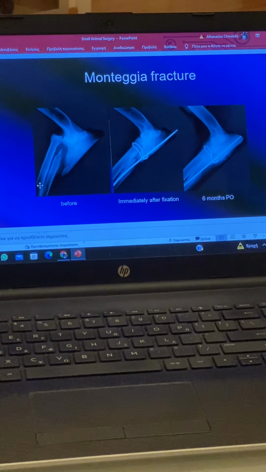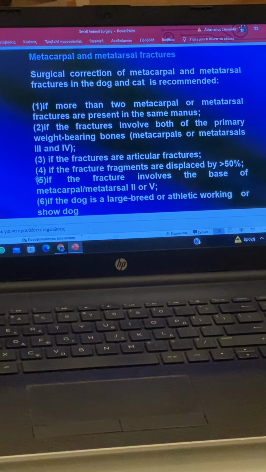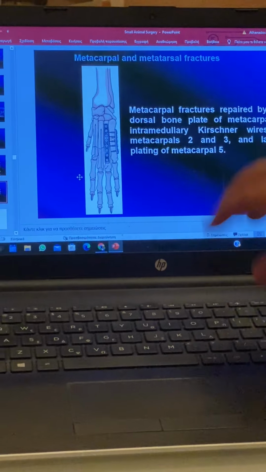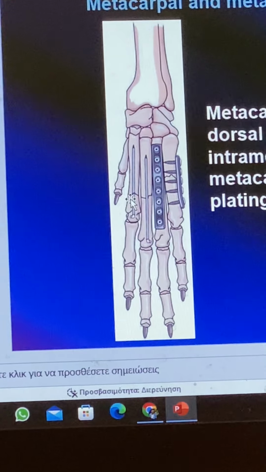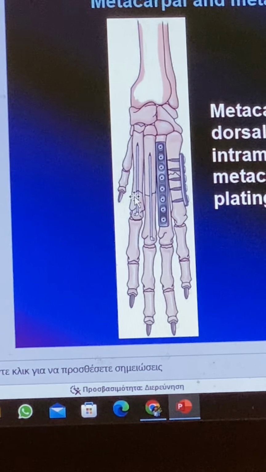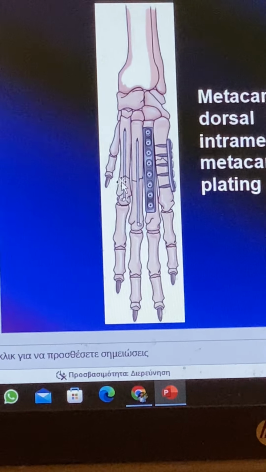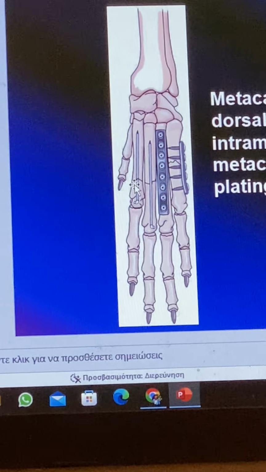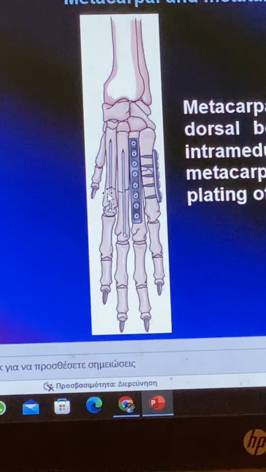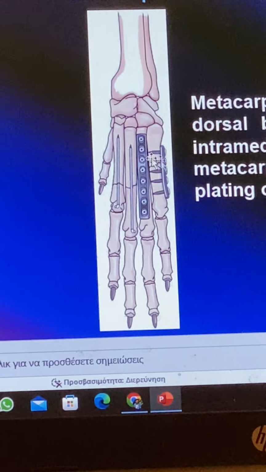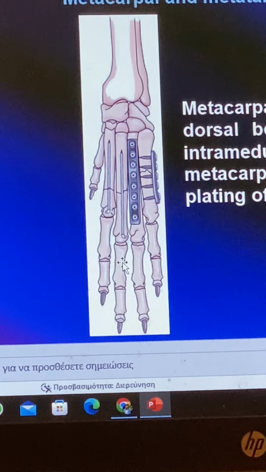Okay. Moving on to metacarpal and metatarsal fractures, they're small. So this is the metacarpal in this case. Looks like a hand to me. We only recommend surgery for a fracture when we have more than one fracture in the same manus or articulation, or if the fracture is on the primary weight-bearing bones, like the third and the fourth.